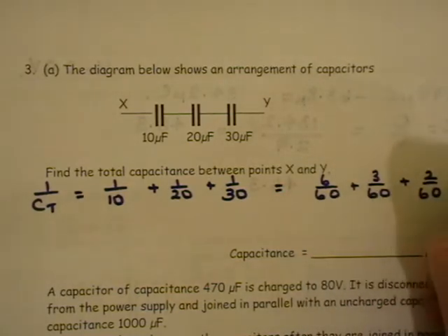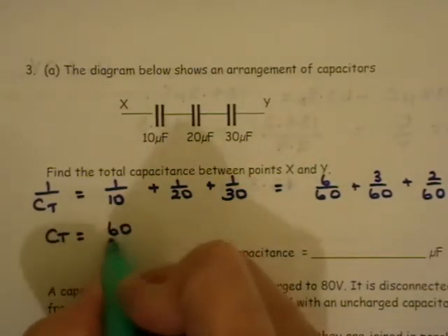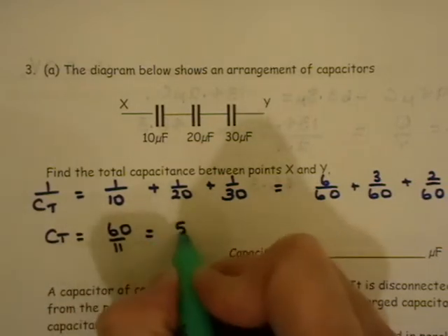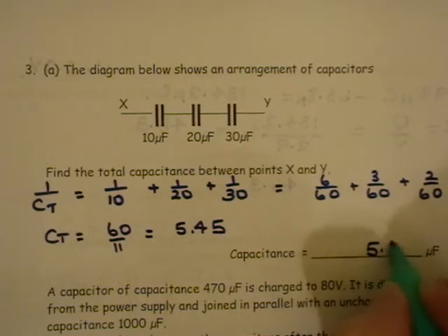That gives you a total of 11 6/8. And then you have to turn that upside down to get your answer. So it's 60 over 11, and that gives you 5.45. And again, that's microfarads.